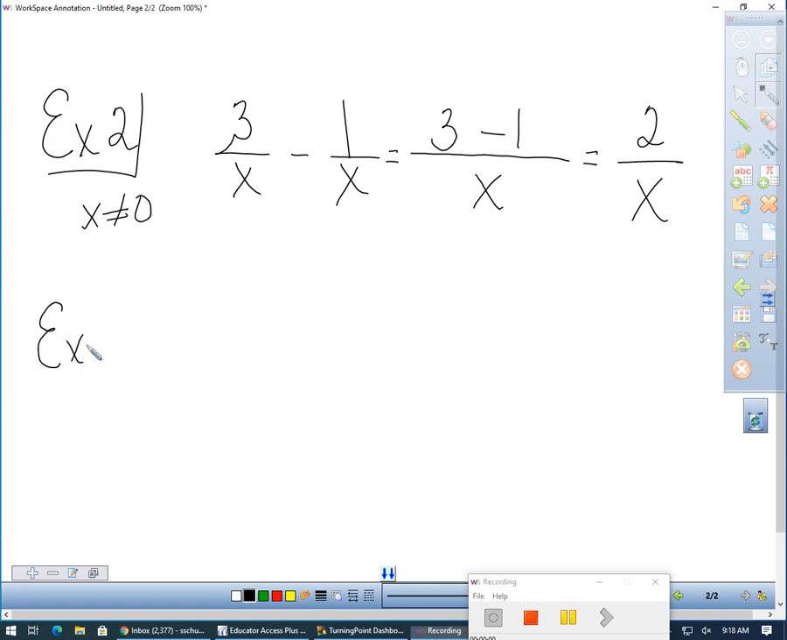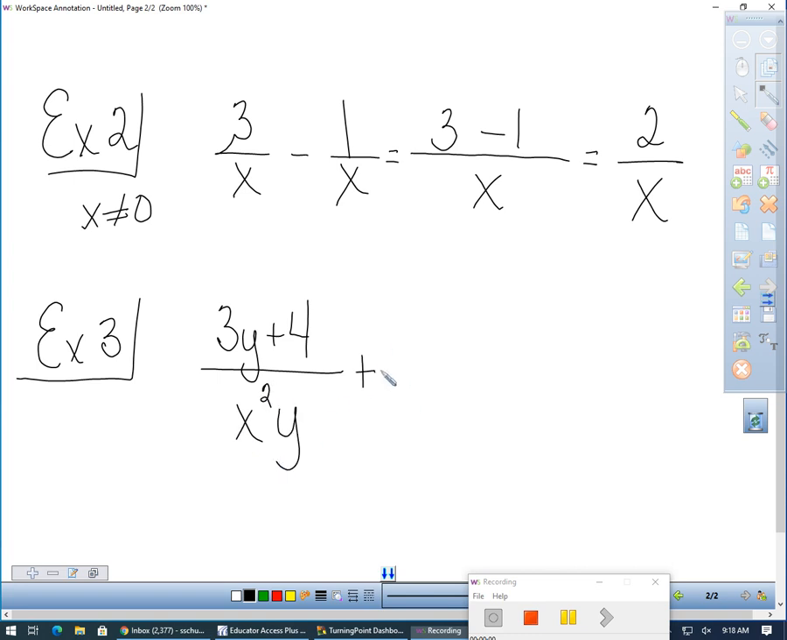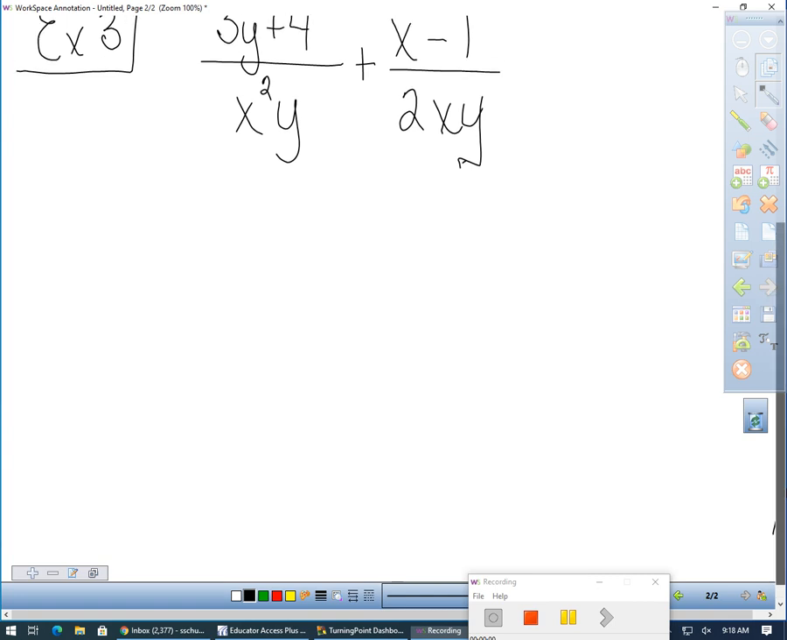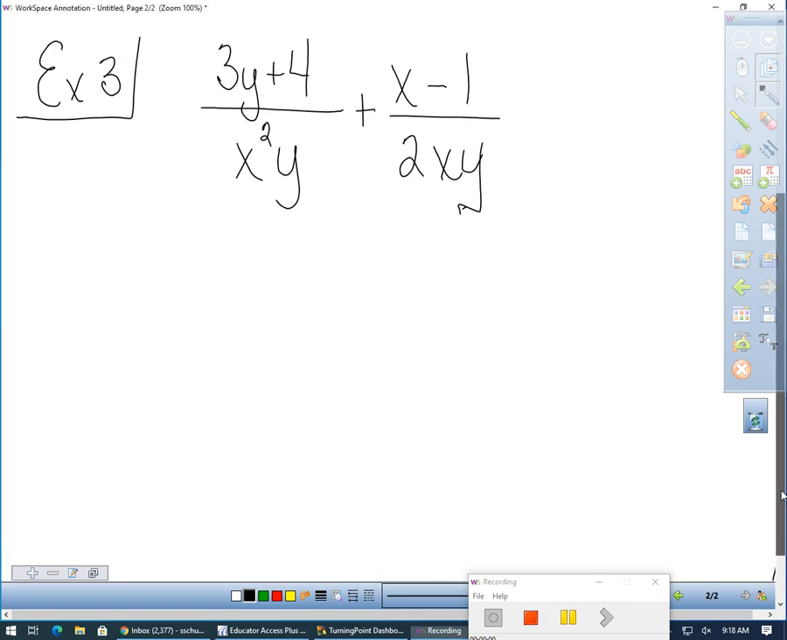Alright, we're going to step it up even more. Here's example number 3. Let's say I have 3y plus 4 over x squared y plus x minus 1 over 2xy. So you can see we're starting to get a little bit tougher.